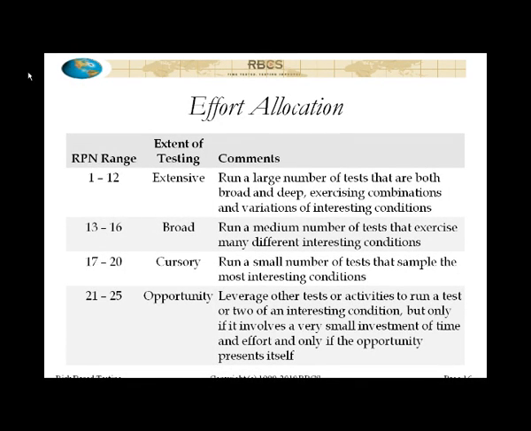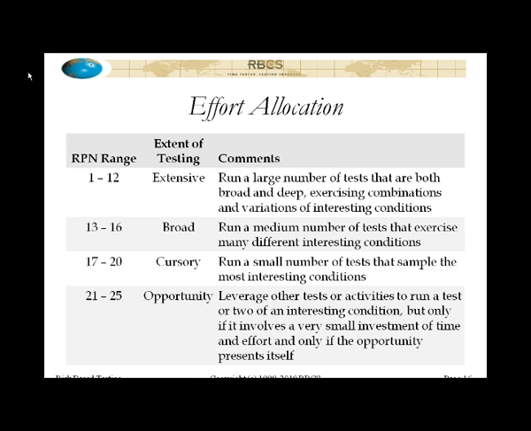For this particular project, this shows the mapping of the risk priority number ranges to the extent of testing. Basically, any risk item that had a risk priority number between 1 and 12 was going to get extensively tested. 13 to 16 gets broad testing, 17 to 20 gets cursory testing, and 21 to 25 gets opportunistic testing.